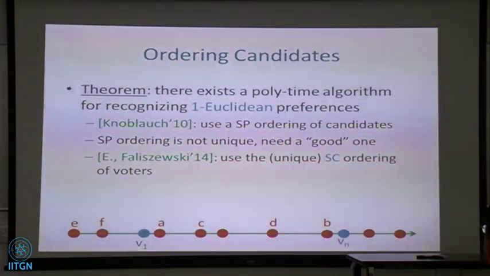Okay. So from the single crossing order of voters, you get an ordering of candidates. There may be several, but whichever one you take is fine. And with that order of candidates, you set up the linear program and then you're done. So that's roughly the algorithm.